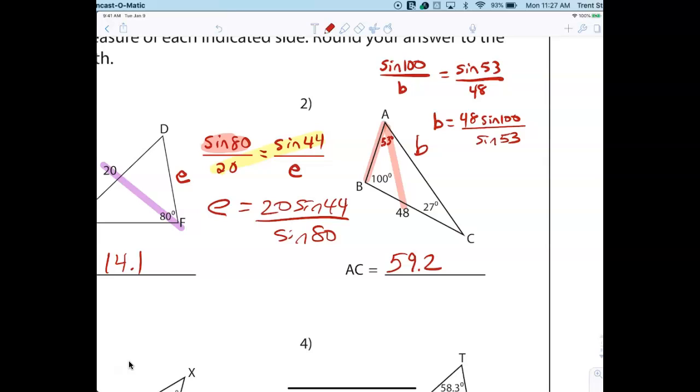So the problem most of you guys have is you don't close the parentheses, or your mode is not in degrees. So if your mode is in degrees, you just have to make sure 48 sine 100, close the parentheses, then divided by sine 53. Please double check. You're supposed to make your mistakes now. Double check, double check, double check. Now again, because we're dealing with degrees, I really want your calculator in degrees.